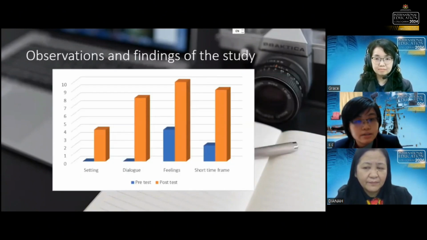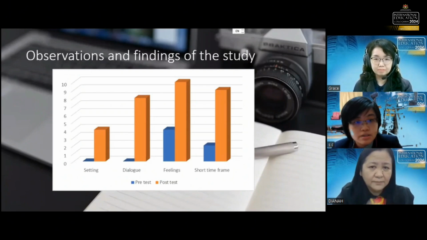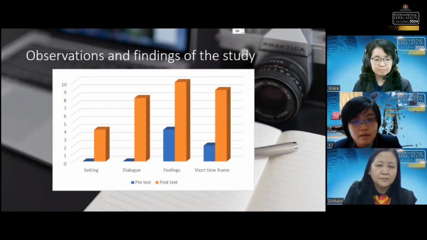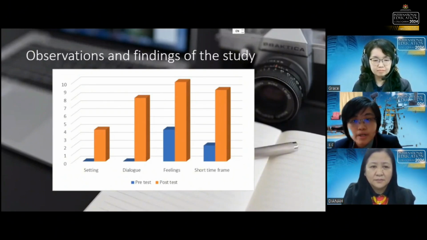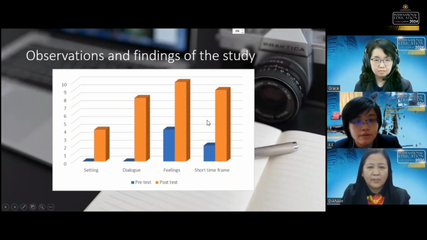These are the results of the study. Students' usage of four elements of story writing in the pre and post test is illustrated in figure 1. Overall, the use of elements has significantly increased from the pre to the post test.